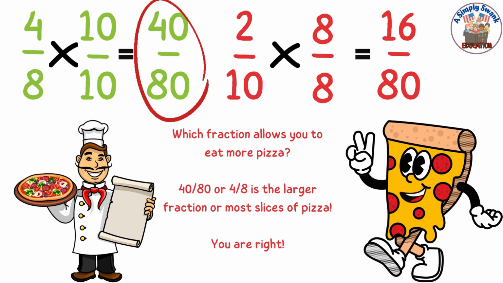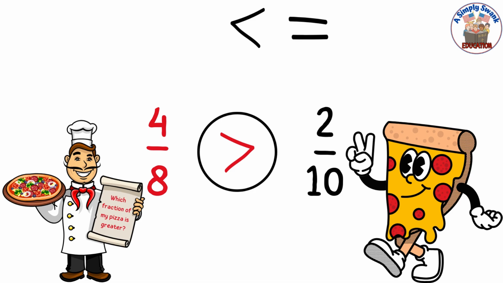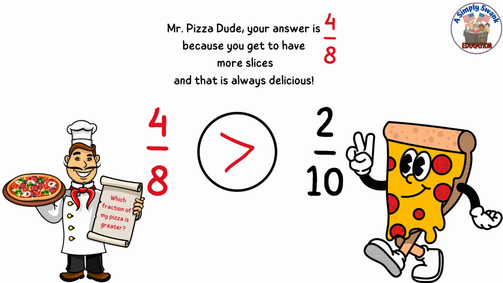Which fraction allows you to eat more pizza? 40 out of 80, or 4/8? Is the larger fraction? Or more slices of pizza? You're right! 4 out of 8 or 2 out of 10. Which one is greater, less than, or equal to? Oh, you're right, it's 4/8. 4/8 is greater than. Oh, Mr. Pizza Dude, your answer is 4/8 because you get to have more slices, and that is always delicious.